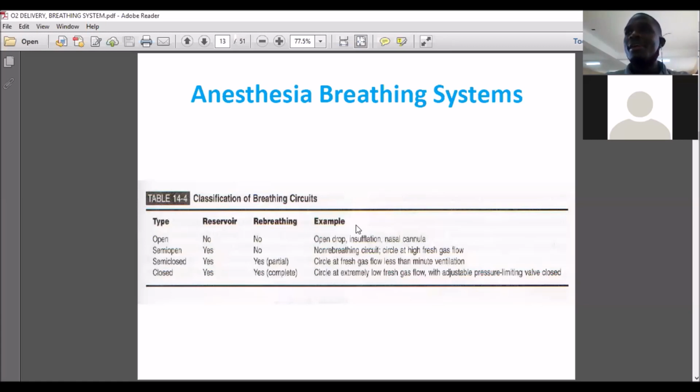Okay, now let me recap for you. The open system: I just get this mask, put in chloroform, and put it on your nose. That's the open system. You don't have a reservoir for what you're breathing out; you don't have where it goes to. That should be the open system.